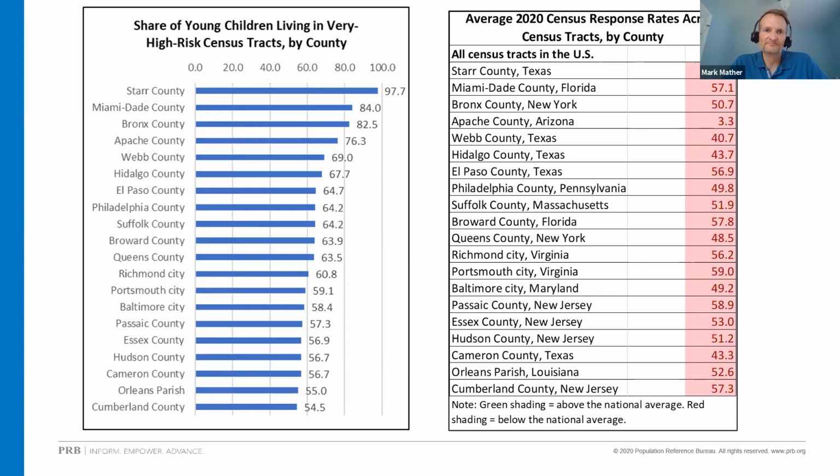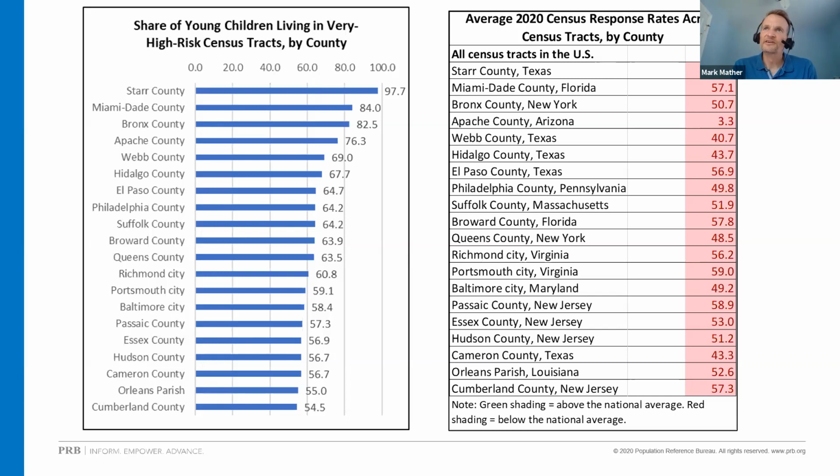In Starr County at the top here, it's close to 100% of kids living in very high-risk neighborhoods. And at the lowest, it's still more than half, in Cumberland County, New Jersey at 55%. You can also see that many of the self-response rates are quite low for these counties on the right-hand side. All of the 20 counties have response rates below the average across all of the tracts, and some of them are quite low. For Apache County, Arizona, the latest response rate is 3.3%.